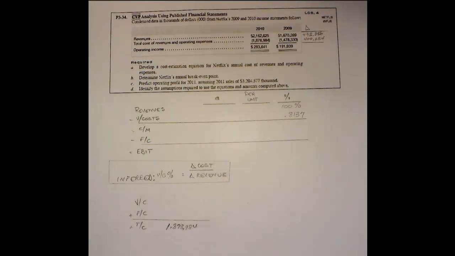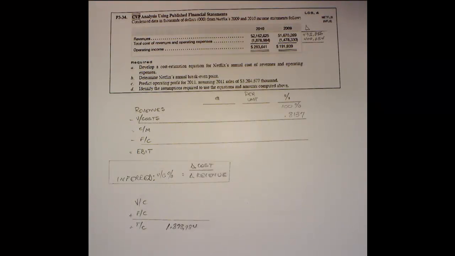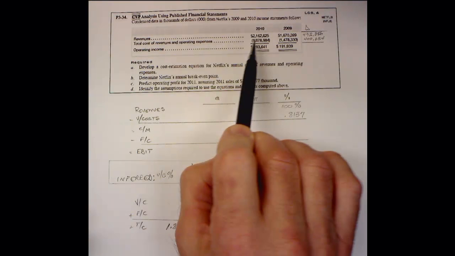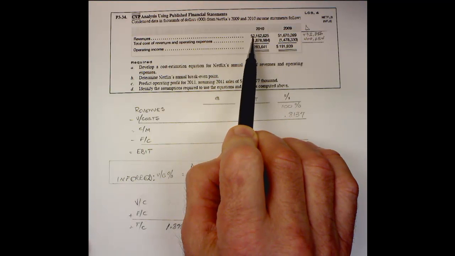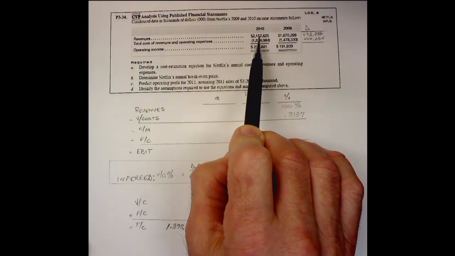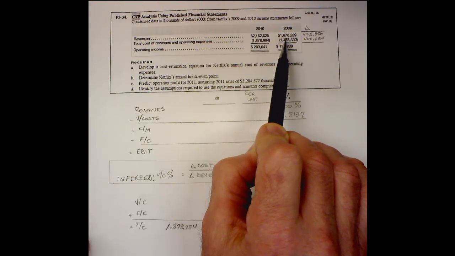In this case, the company of interest is the Netflix Corporation for the years 2010 and 2009, and these represent values that are in thousands of dollars. And so this value for revenues for 2010 really represents $2.16 billion, and this value for 2009 represents $1.67 billion.